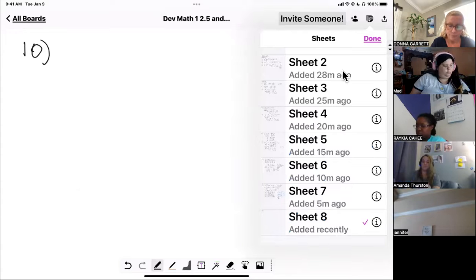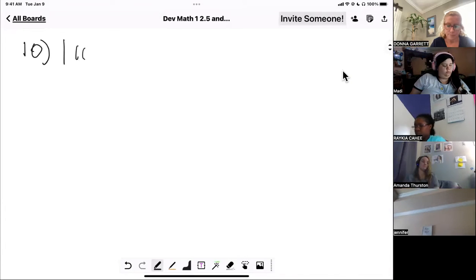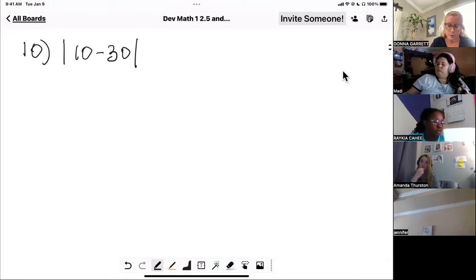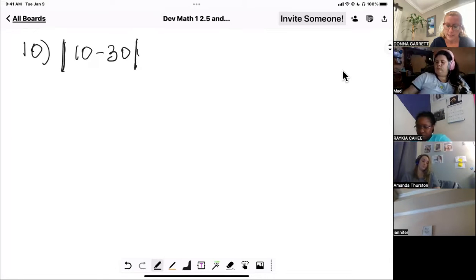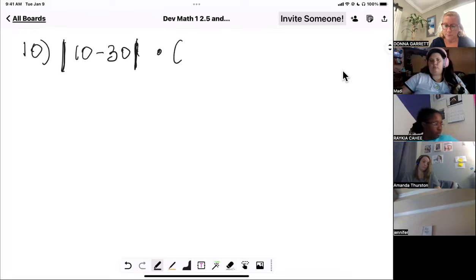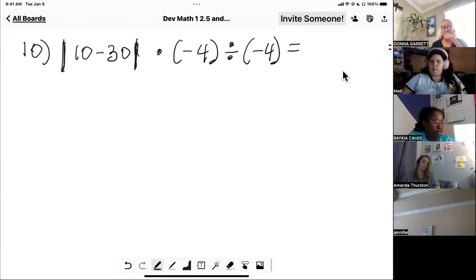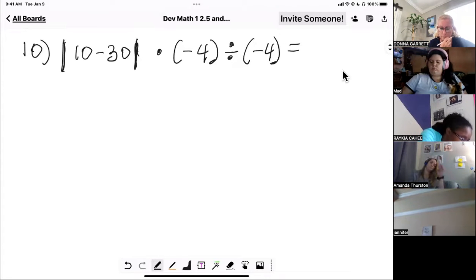Okay, 10. That's absolute value too. Try to make them long so they stand out. That's your absolute value. Okay, parentheses first. Our parentheses are absolute value, so we're going to simplify inside the absolute value. 10 minus 30, opposite sign, so I subtract. 30 minus 10 is 20, but 30 is a negative, so it'd be -20.